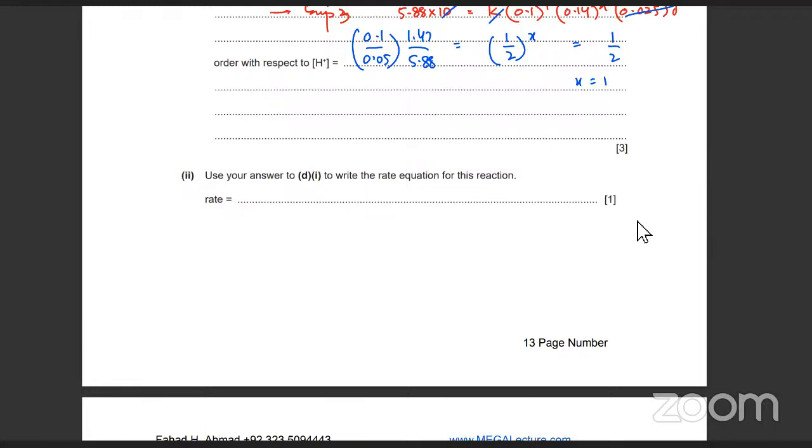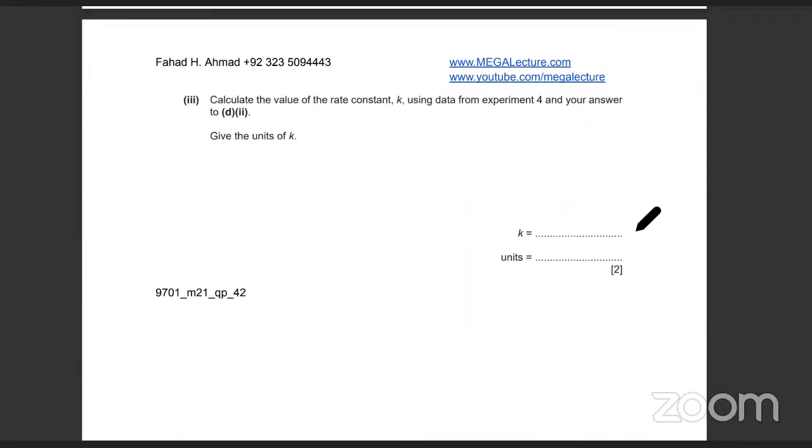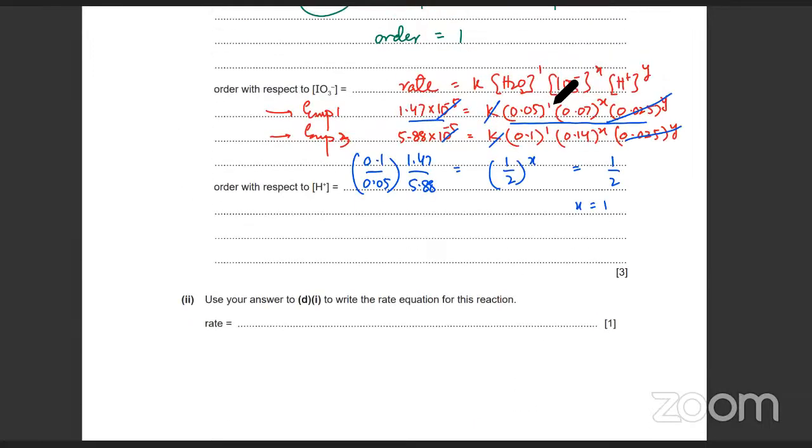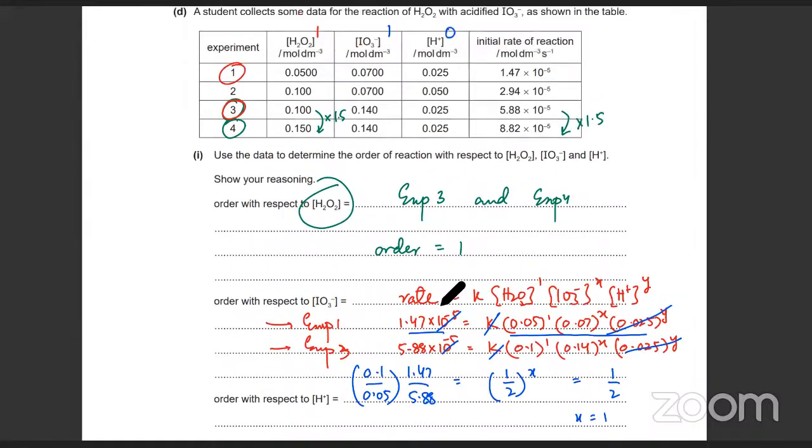So you can write the rate equation, and you can calculate the constant k as well by using experiment 4. Finally, write the rate equation. Once you have all the variables, you can just plug in data from experiment number 4 and find out k and also its units.